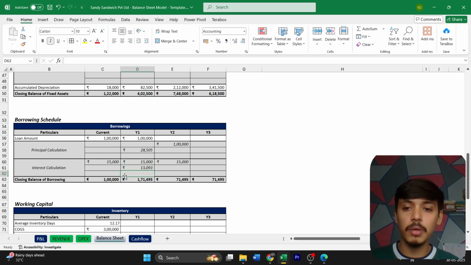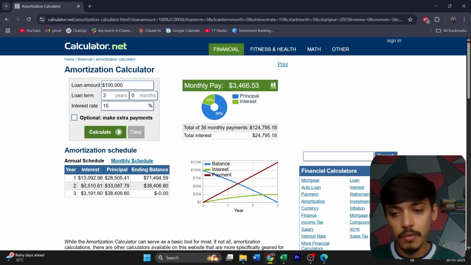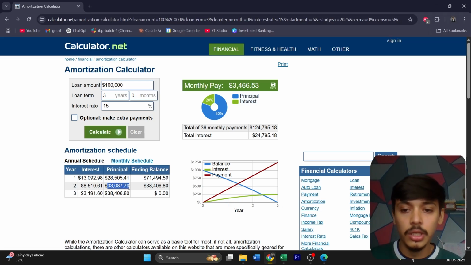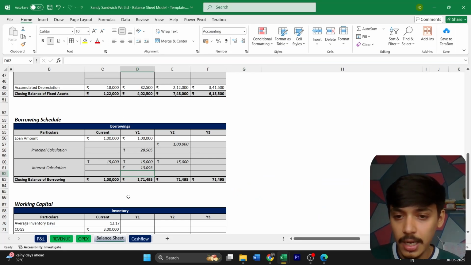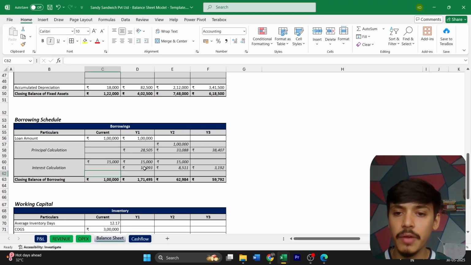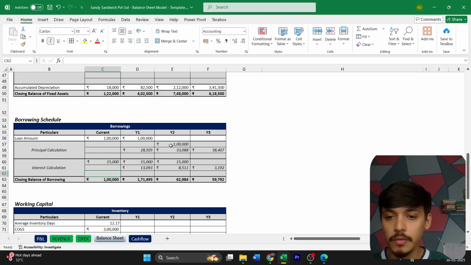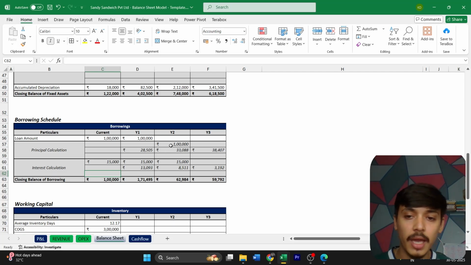We will similarly plug in for year two and year three, where our interest is reducing to 8,510 and principal gets increased to 33,000. The total of the principal that you pay will amount to 1 lakh. So that we will see when we plug in the entire numbers. Perfect. So now we are ready with our interest and principal calculation. We now need to calculate the closing balance.